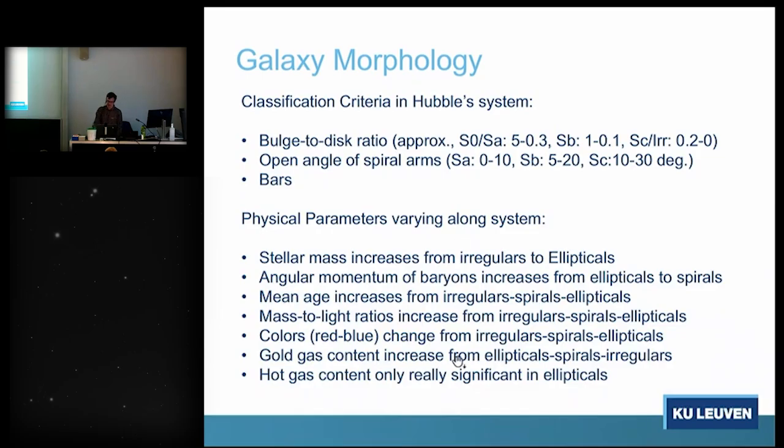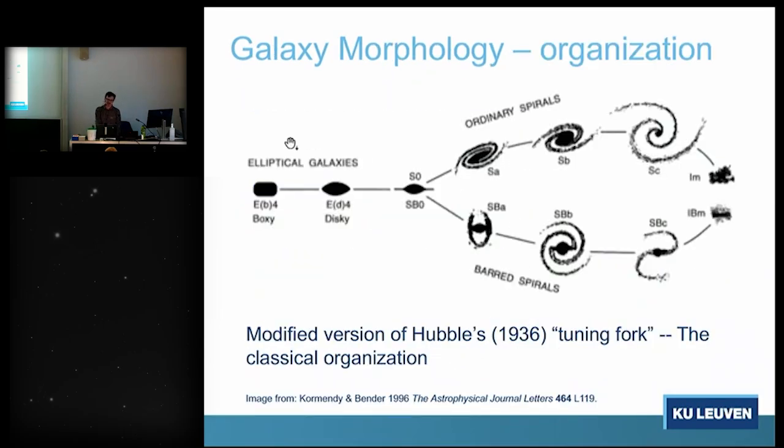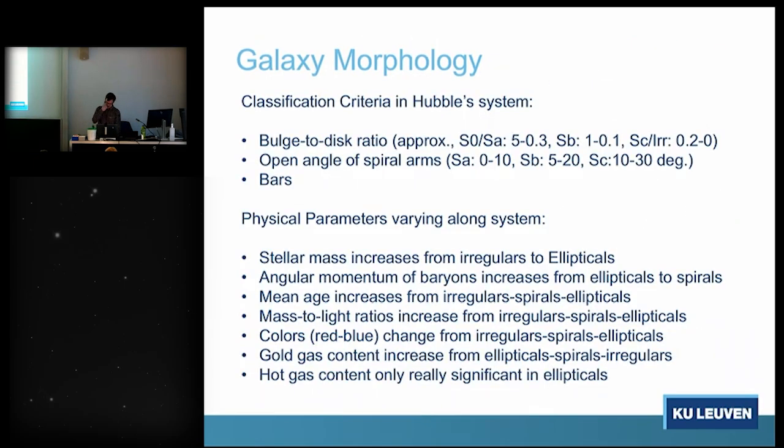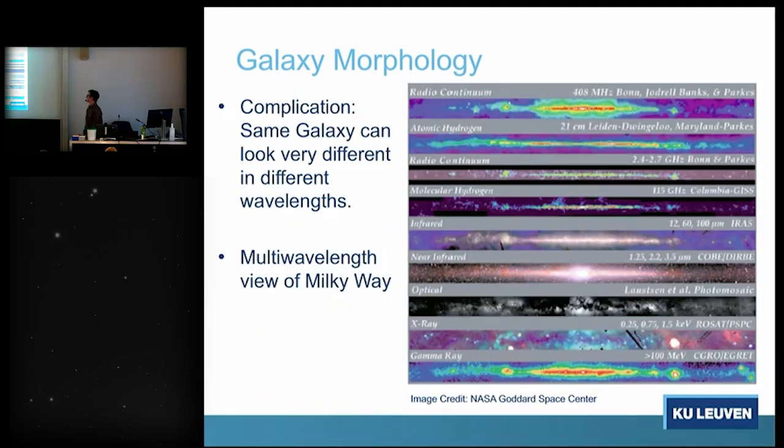And the color changes as well. We have already discussed this, how these are typically redder and these are typically bluer. We will go into some details on that later. And the cold and the hot gas components of the galaxies also change across this classification. There are, of course, complications with these types of classification schemes, right? And one of them is that the same galaxy can look very different in different wavelengths.